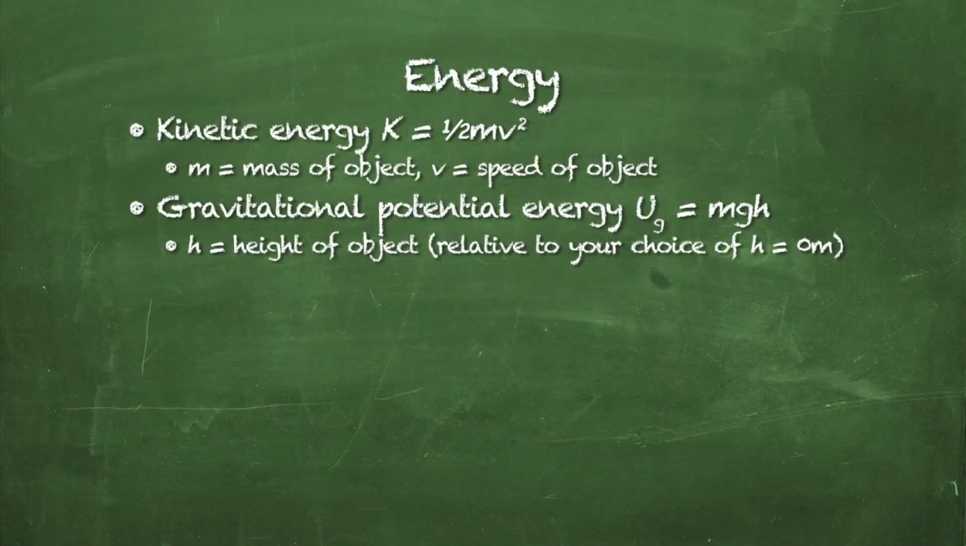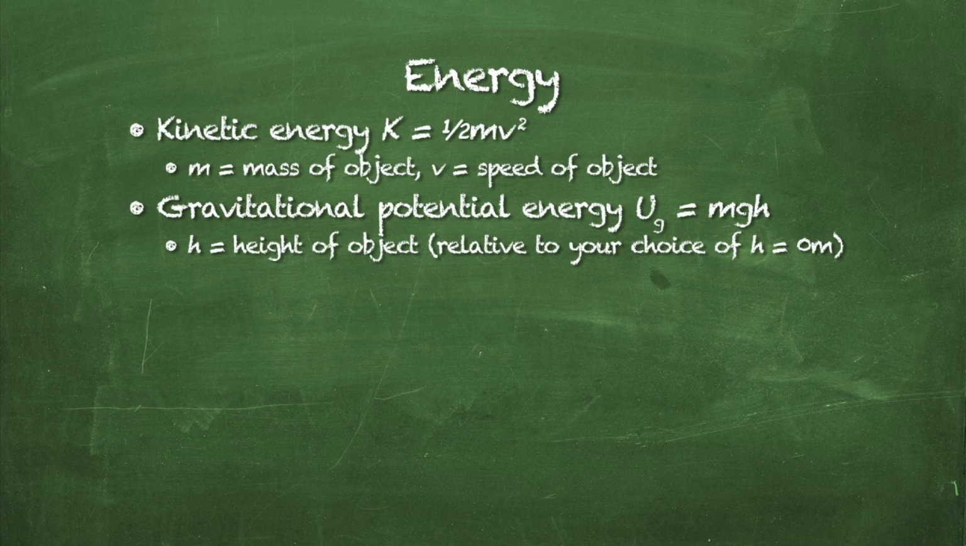So gravitational potential energy, which we'll represent with a U for potential energy, sub g for gravitational, equals the mass of an object times g, 9.8 newtons per kilogram, times the height of the object, where you are free to decide what you're going to call height equals 0.